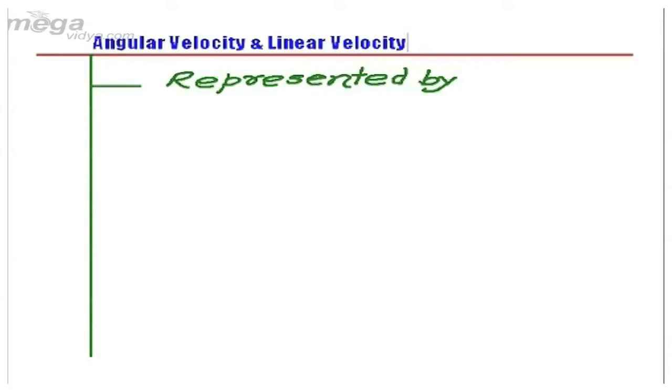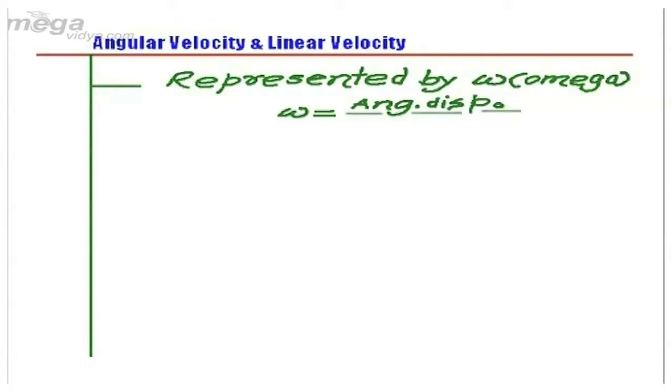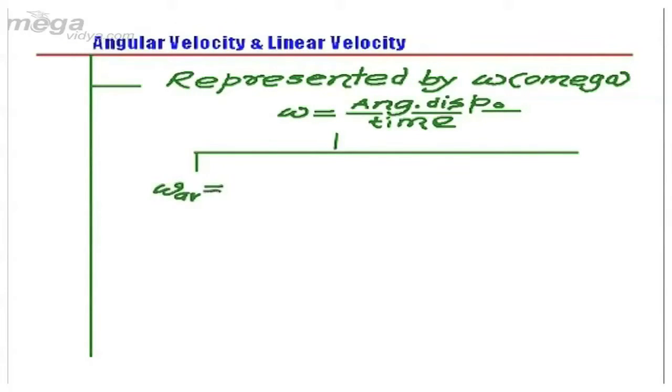It is represented by omega. Here, the value of angular velocity is equal to angular displacement divided by time. If we talk about the average angular velocity, then it is defined as total angle traveled divided by total time. On the other hand, if we are talking about instantaneous angular velocity, then it can be given by d theta over dt.